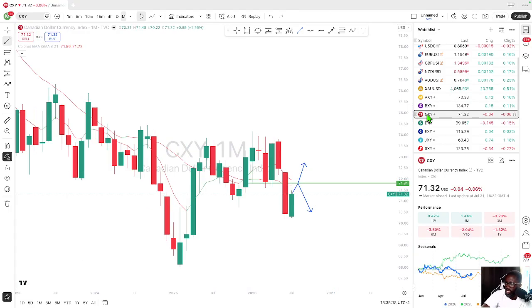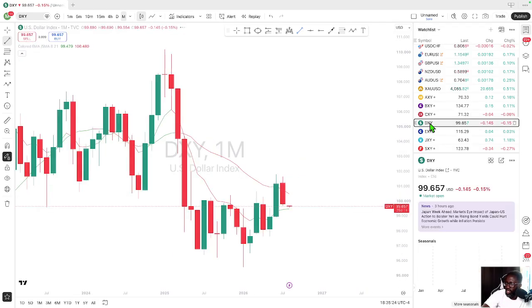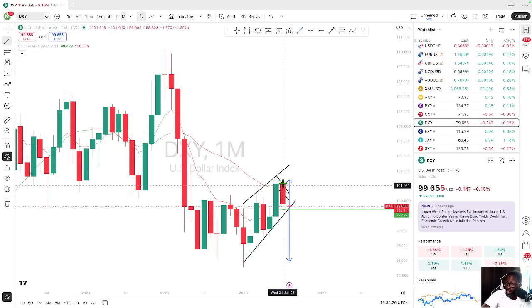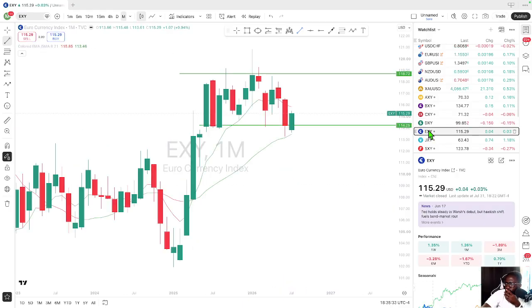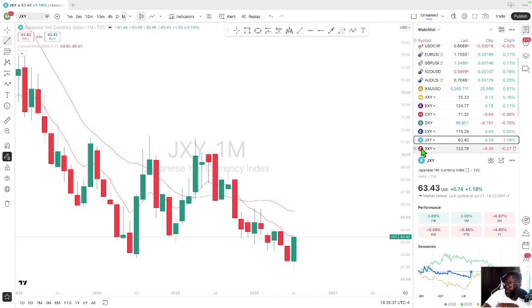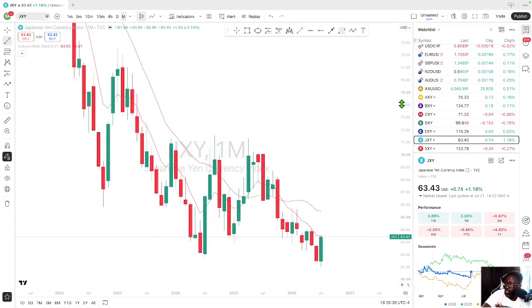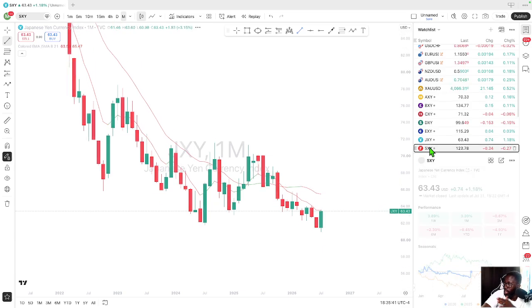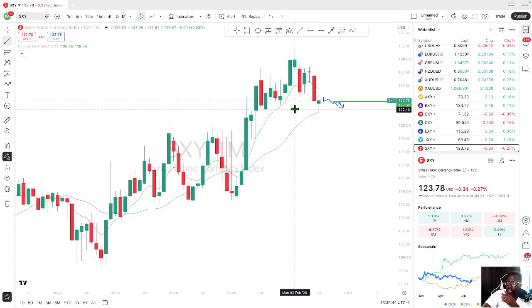Canadian dollar. Oh my God. Yeah, so it needs, okay. US dollar. Oh, so we've seen this. I'm very shocked that we had this last month, in July. Euro consolidating. Japanese yen, this is the only pair right now that is consistently trending. Oh no, this one too.